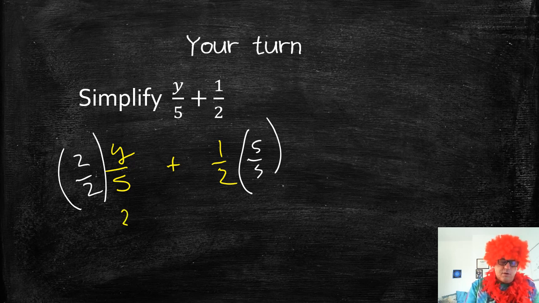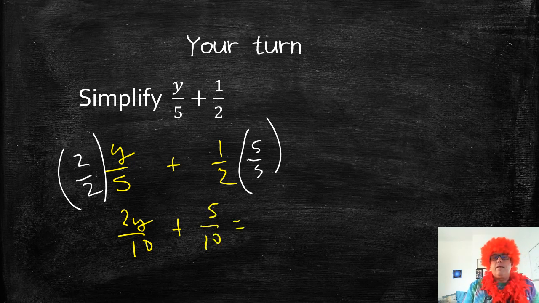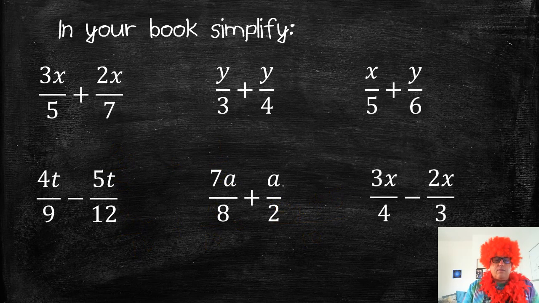So I'm going to get 2y over 10 plus 5 over 10. I just add the numerators. 2y plus 5 is my numerator, and my denominator is 10, nothing to simplify. Okay, pause the video and try these in your book.